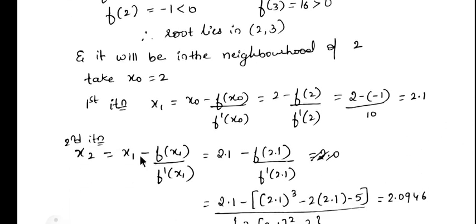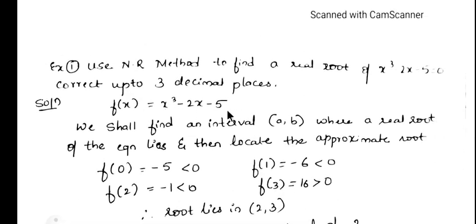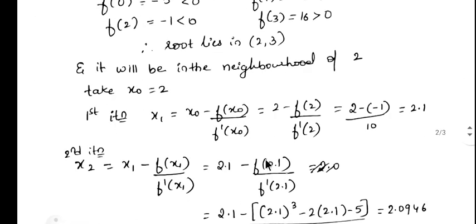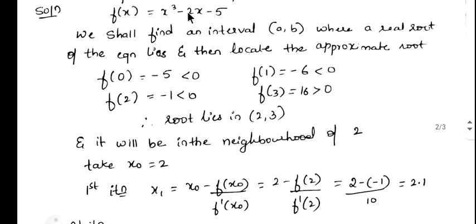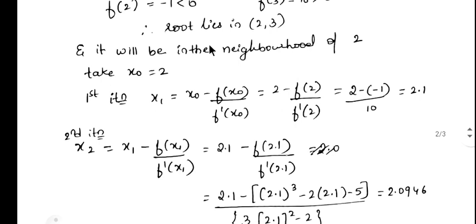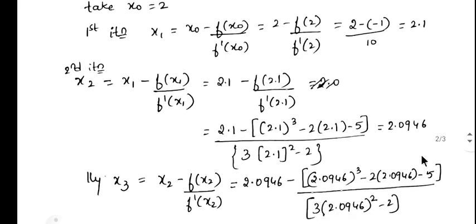Now the second iteration. The second iteration will be given by x2 is equal to x1 minus f of x1 divided by f dash of x1. x1 we got here, then minus f of 2.1, where in the given equation x is replaced by 2.1. Next, in f dash you have to replace x as 2.1 and substitute the values. You are going to get the answer as 2.0946.